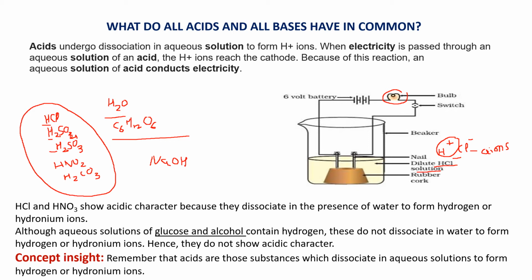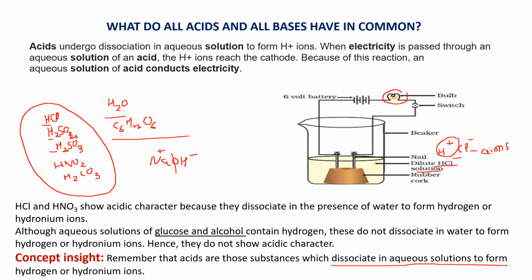Yes, it will, because this will divide into OH negative and Na plus. I am getting 2 ions, right? So these ions will help in the conduction of electricity, right? So what is the concept we have learned here? That acids are those substances which dissociate in aqueous solution to form hydrogen or hydronium ions, right?